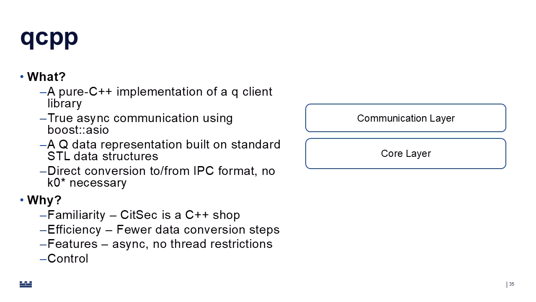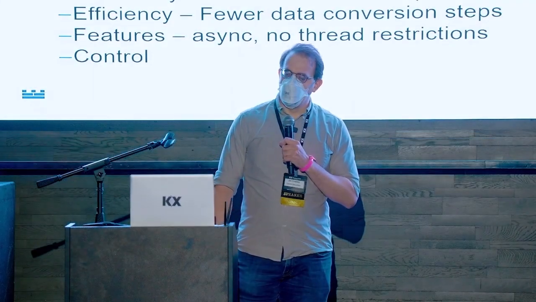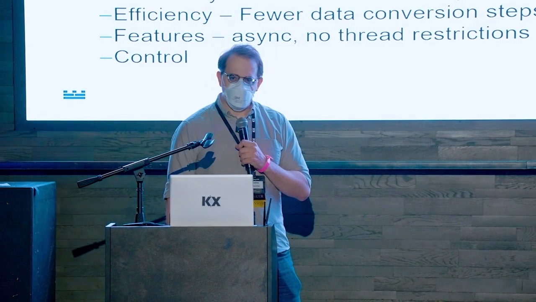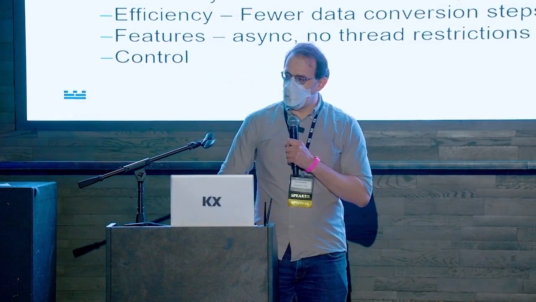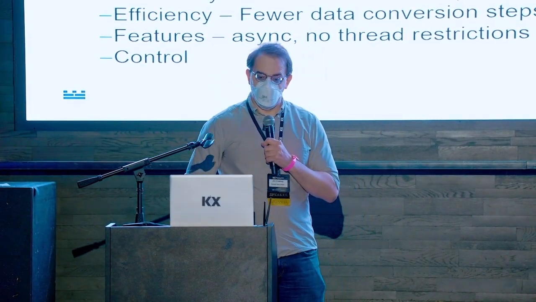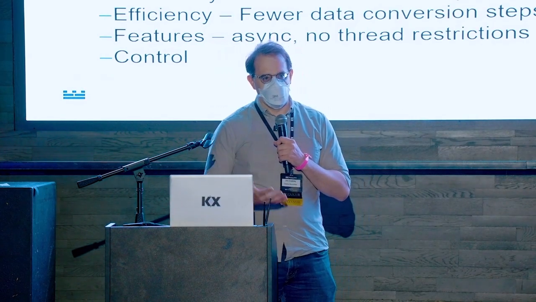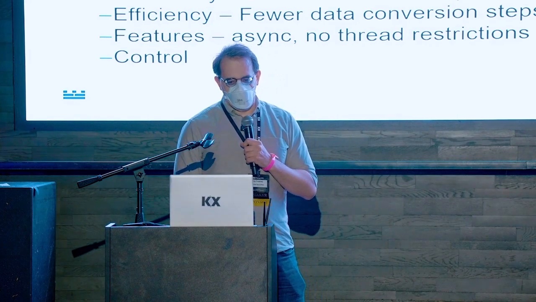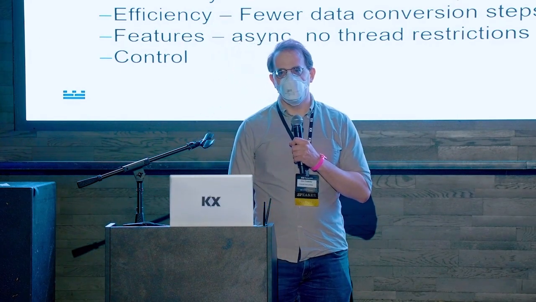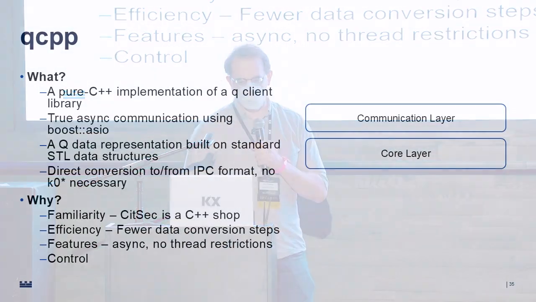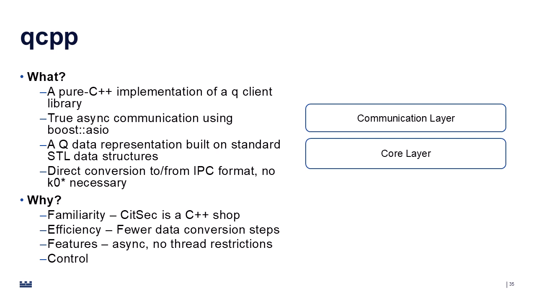There are a few reasons. One is familiarity. Citadel Securities is mainly a C++ shop, and we're making increasing use of Q. We have a lot of really good stuff built in Q, and we want to make it easier for people to connect to it and deal with it. C++ is the lingua franca there, so we wanted to make that as easy as possible. Efficiency: for example, I mentioned we can go directly to QIPC. Fewer data conversion hops is always good.